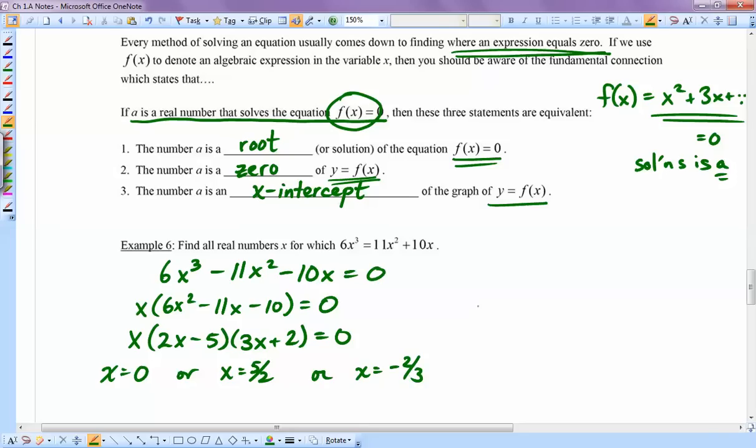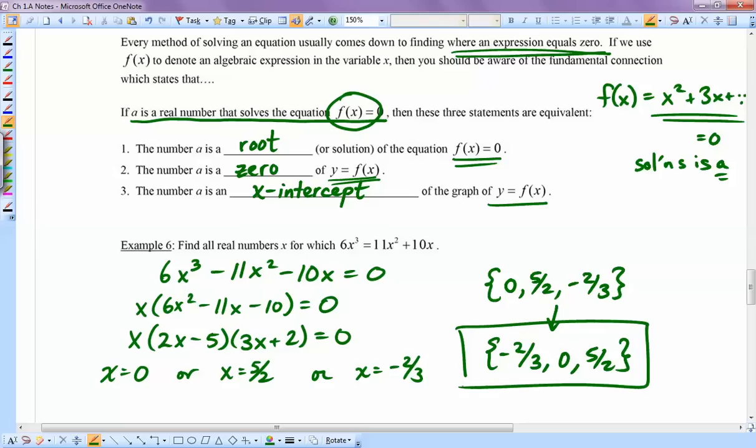If you wanted to write it using interval notation, well, it's not a full interval, it's just specific points. So instead of putting it in like these brackets or parentheses, instead you use a set symbol, the curly brackets: 0, 5 halves, negative 2/3. Typically you want to put them in correct order, from least to greatest. So negative 2/3, 0, 5 halves. That's probably the best way of writing it. And that's it.